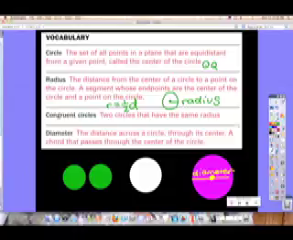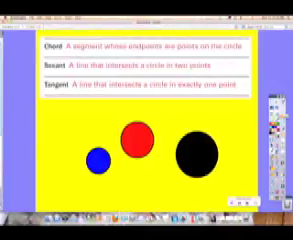These three get confused. So if you want to write down the word parts, that's okay. So first part, chord. Major thing you need to remember about a chord is that it is a segment. A segment whose points are on the circle. So if you want to abbreviate that in your notes, I'm fine with that. And then definitely draw a picture. Let's get both down.